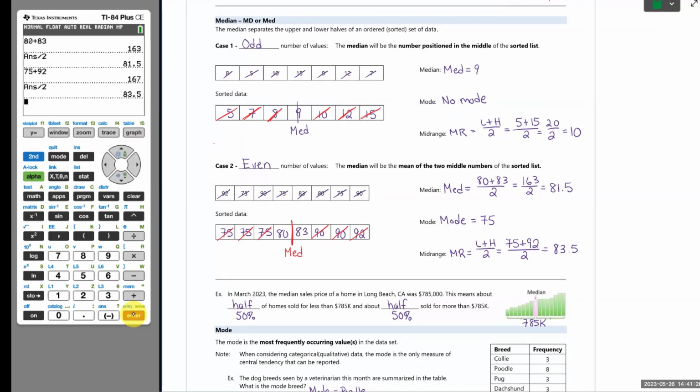So those are our measures of central tendency. This page covers median, mode, and midrange, and previously we did the mean.